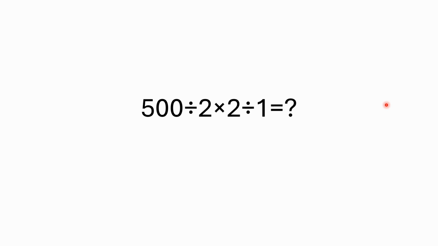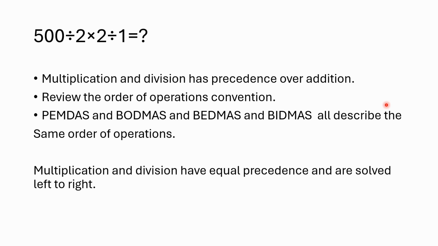All right. So let's begin. If you recall your order of operations, you'll know that multiplication and division have equal precedence. Multiplication and division have precedence over addition. So you want to review the order of operations convention. Where some people are getting confused is that they memorized an acronym such as PEMDAS or BODMAS, BEDMAS, or BIDMAS. Those are some of the common names. I'll get into those a little bit later here. But the truth is, they all describe the exact same order of operations.